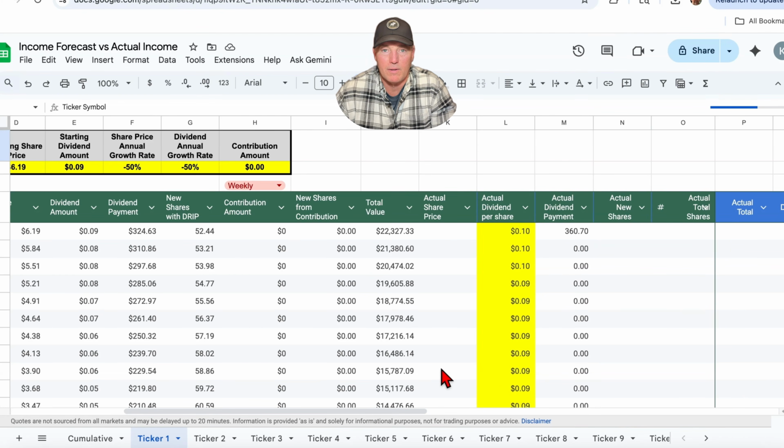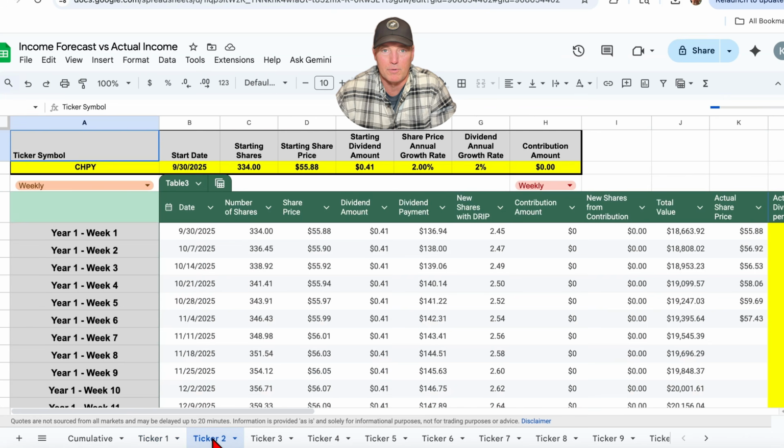So as we're waiting on that, let's go over to ticker number 2. Here we have CHPY, starting date September 30th. I had 334 shares, starting price. Again, I manually put in all of these yellow cells, not adding anything to it weekly. This is a weekly payer, and I'm going with a 2% growth on the dividend and the share price.